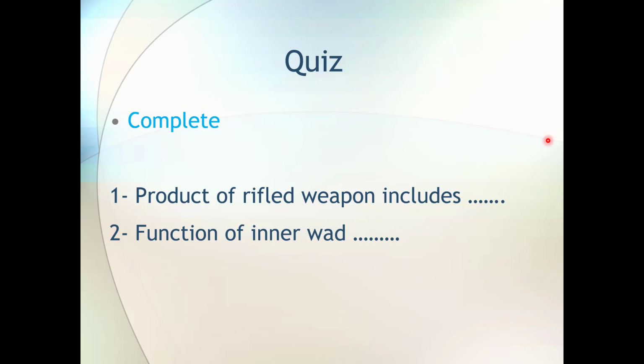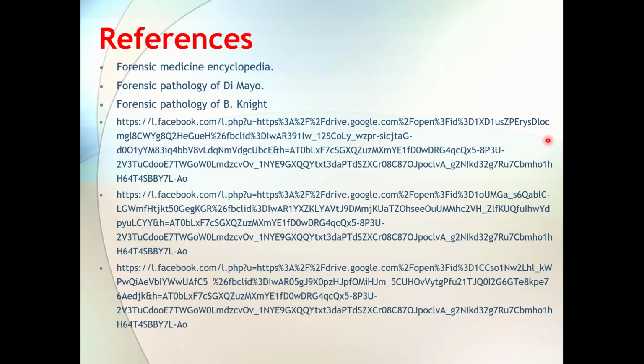What is the function of the inner wad? The inner wad acts as a piston, preventing the gases from passing between the shots, preventing early dispersion of these shots, because the gases never reach between them, and it also acts as a piston to push the shots and the outer wad. So the function of the inner wad is to act as a piston, preventing gases from passing between shots and dispersing these shots early. Thank you.